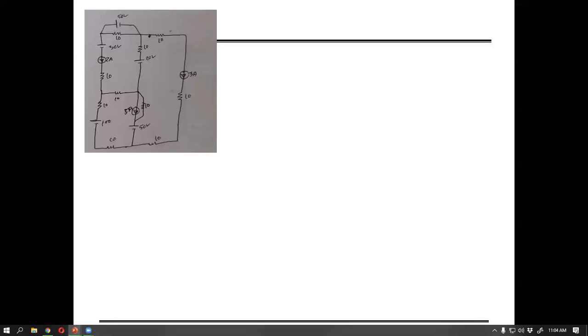Now we start. Suppose this is our one problem. No number, just this problem. Okay, so our nodal, loop equation. This is, we use the formula loop equation.